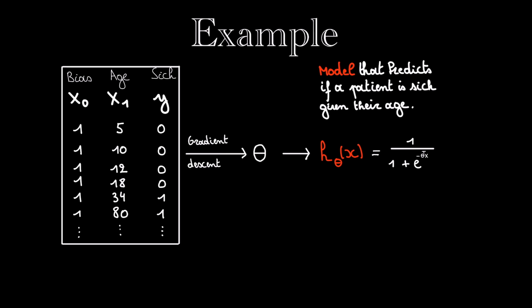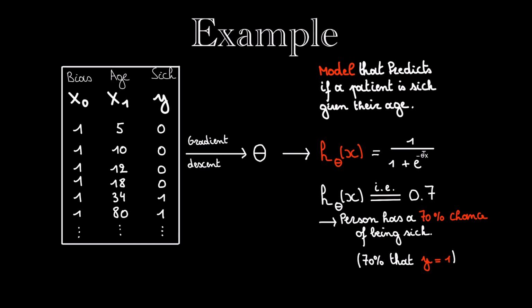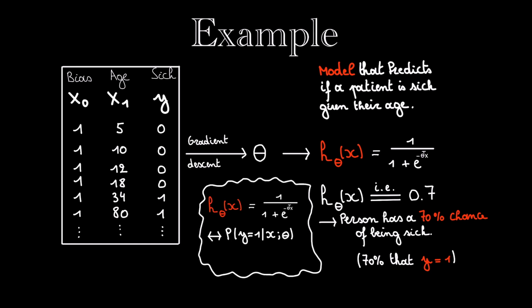Now, this hypothesis might output the value of 0.7 for a certain age. What this means is that the person has a 70% chance of being sick. So, the hypothesis gives us a probability that y is equal to 1 given x parameterized by theta. And now that we got the probability of the person being sick, we also know the probability of the person not being sick, which in this case is 30%.